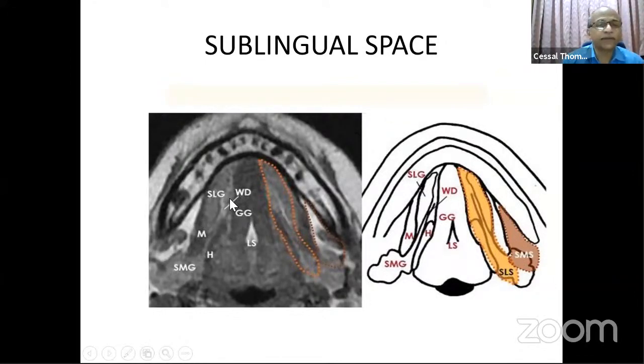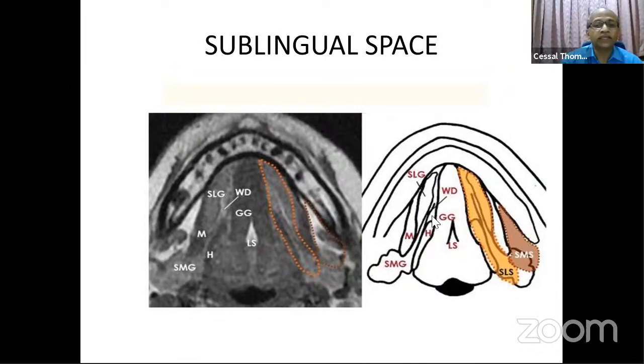Now I am seeing a space further lateral to the genioglossus muscle. This is actually hyperintense, so that means it contains fat, and this is the sublingual space. You can see the sublingual space here, lateral to the genioglossus muscle. The sublingual space is seen underneath the tongue, and we will see more in the coming slides.